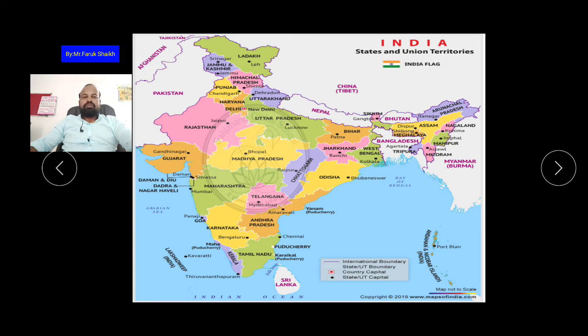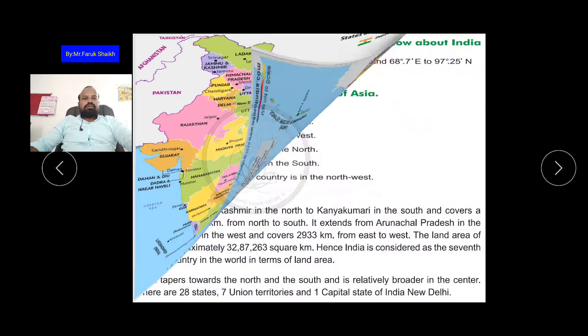Okay, in this map of India, in which direction is Gujarat located? Gujarat कौन से direction में है? So it is in the west direction. Got it? Okay. So students, observe this map carefully, and after that you have to answer all the questions related to this map.